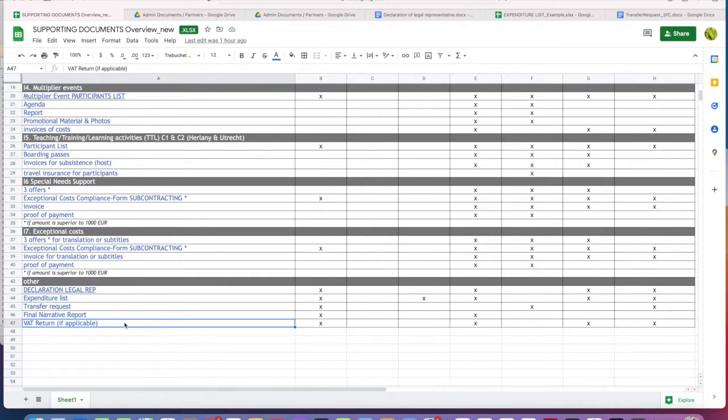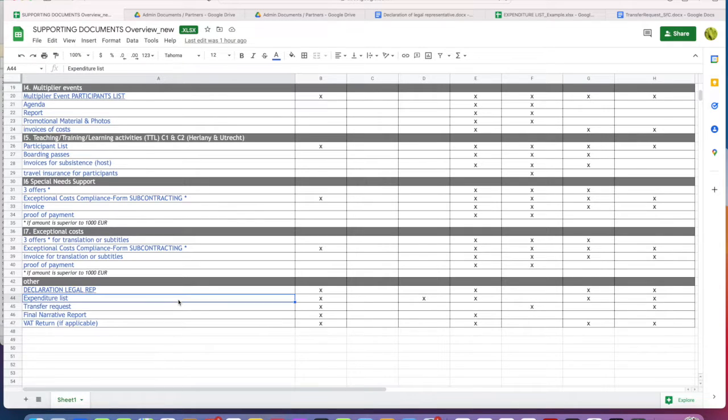The VAT return document is also here on the Google Drive. It doesn't apply for most of you because it's about the return of VAT, and most of the organizations are non-profits, and it doesn't apply to them.